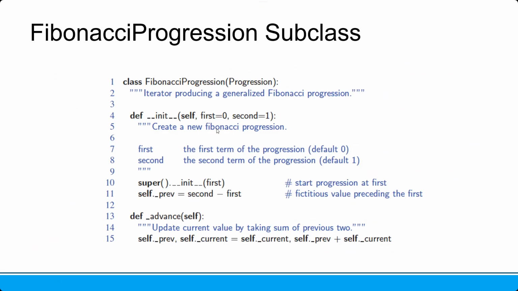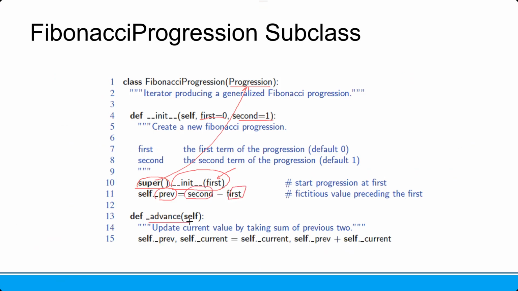And the last one is the Fibonacci. For the Fibonacci, we need to know what the first number and the second number are. Again, this is inherited from the Progression class, so we call super for the Progression, because all the properties from the Progression will go to this class. The first will be the starting point, and the previous refers to the second minus the first.